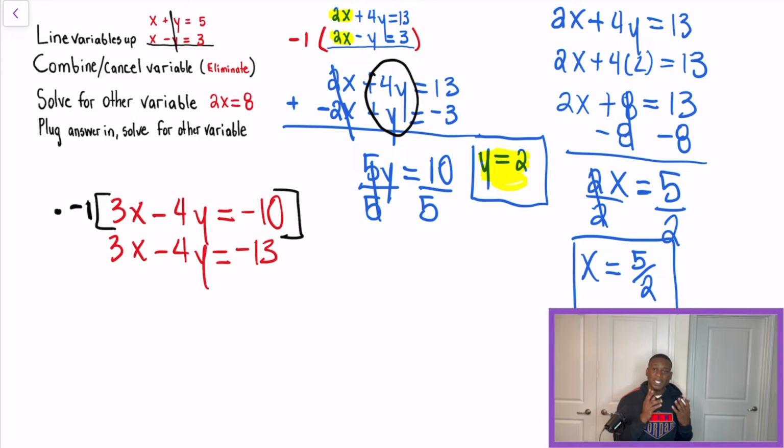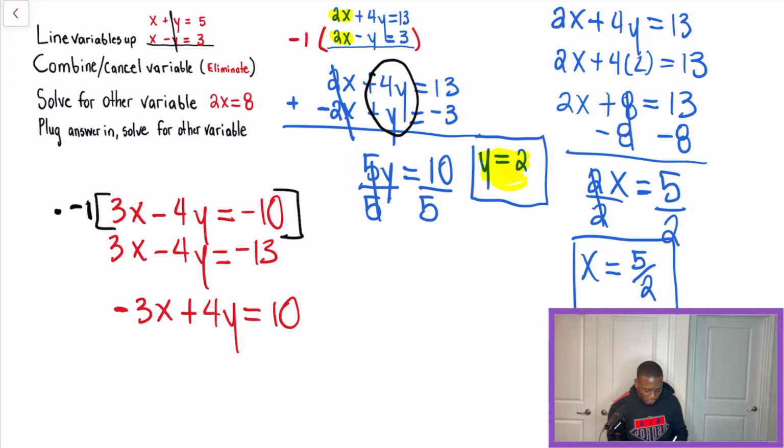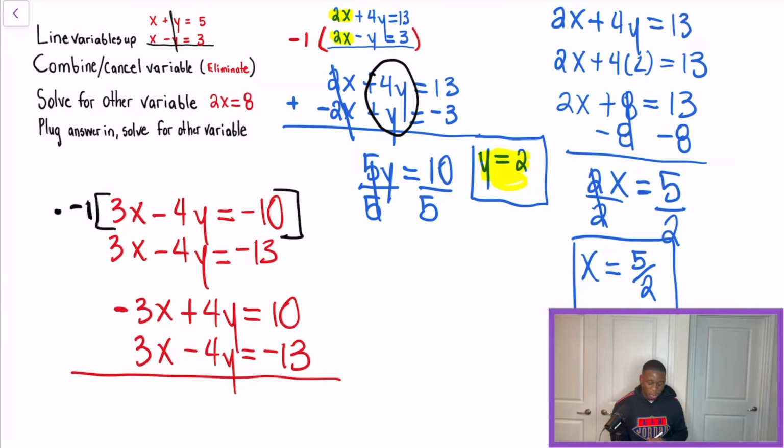And let me show you guys exactly what I mean by that. So now the first equation turns into negative 3x plus 4y is equal to positive 10. The second equation is absolutely going to stay the same. So I rewrite my second equation. And now I'm going to combine and cancel out my variables. So there's something very weird going on here, right? So negative 3x plus 3x, that's 0. That cancels out, it's gone.